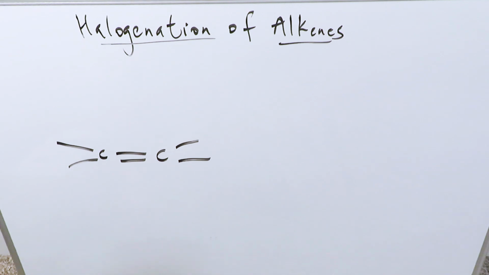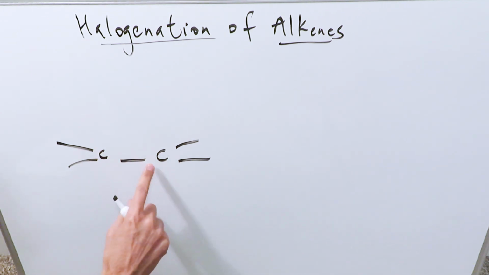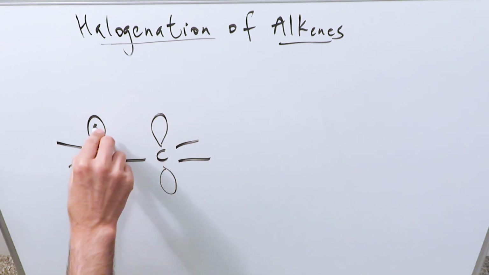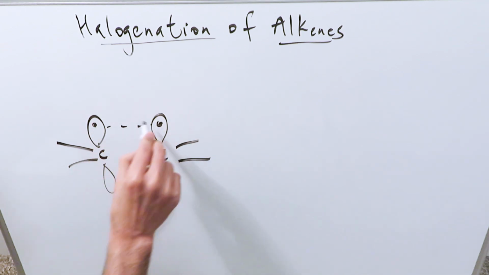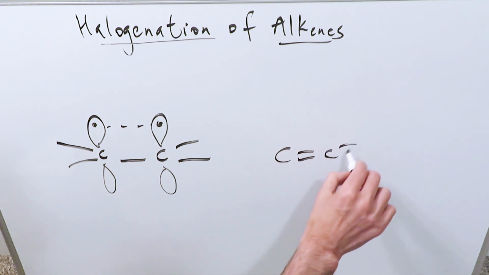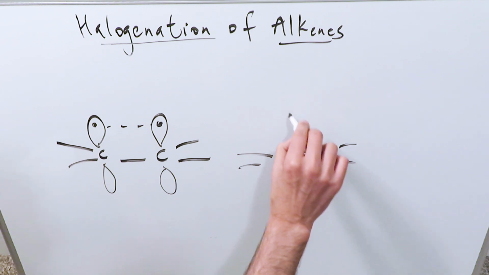Look over here at your alkene. If you look at it in terms of orbitals, this right here is your sigma bond, and here's your pi orbital, here's your pi orbital, and you have electrons here and here, and this right here is your pi bond. But we demonstrate it in a shortcut manner as this. One of these is your sigma bond, but the other one over here is your pi bond.